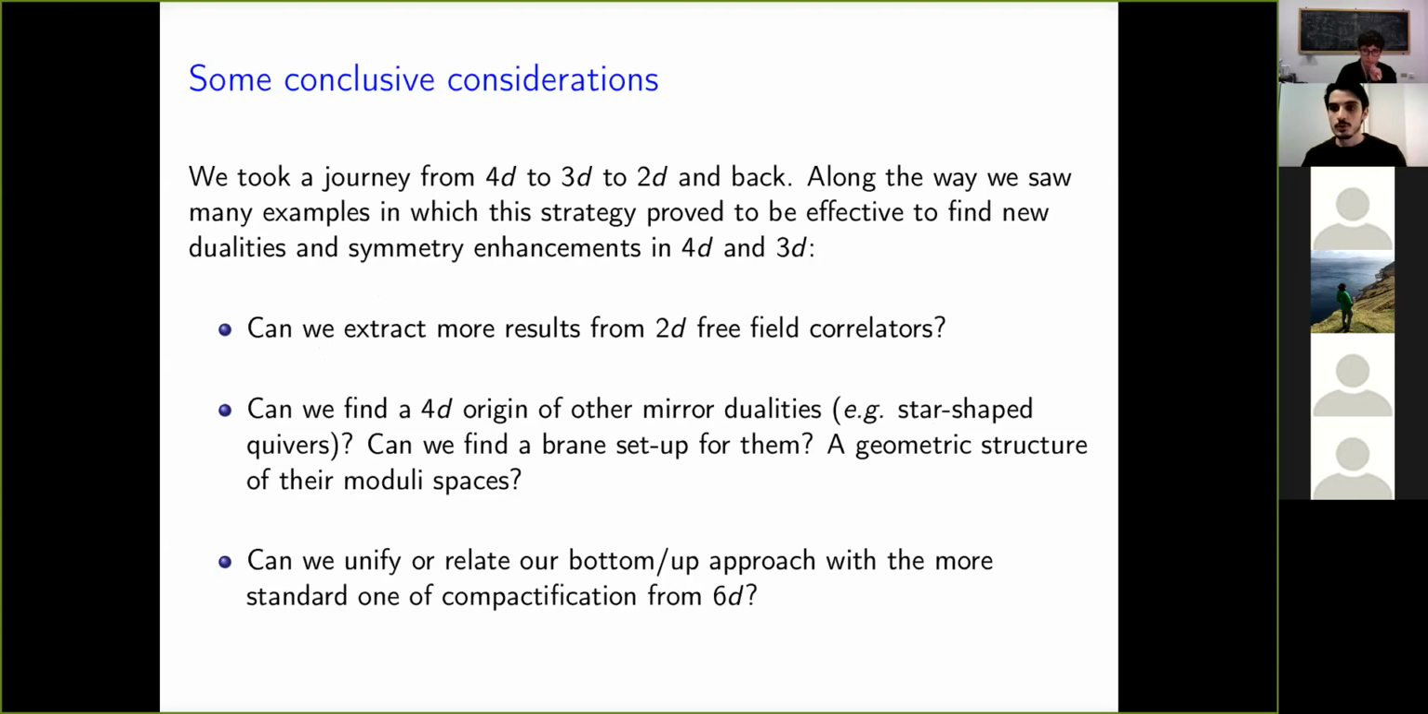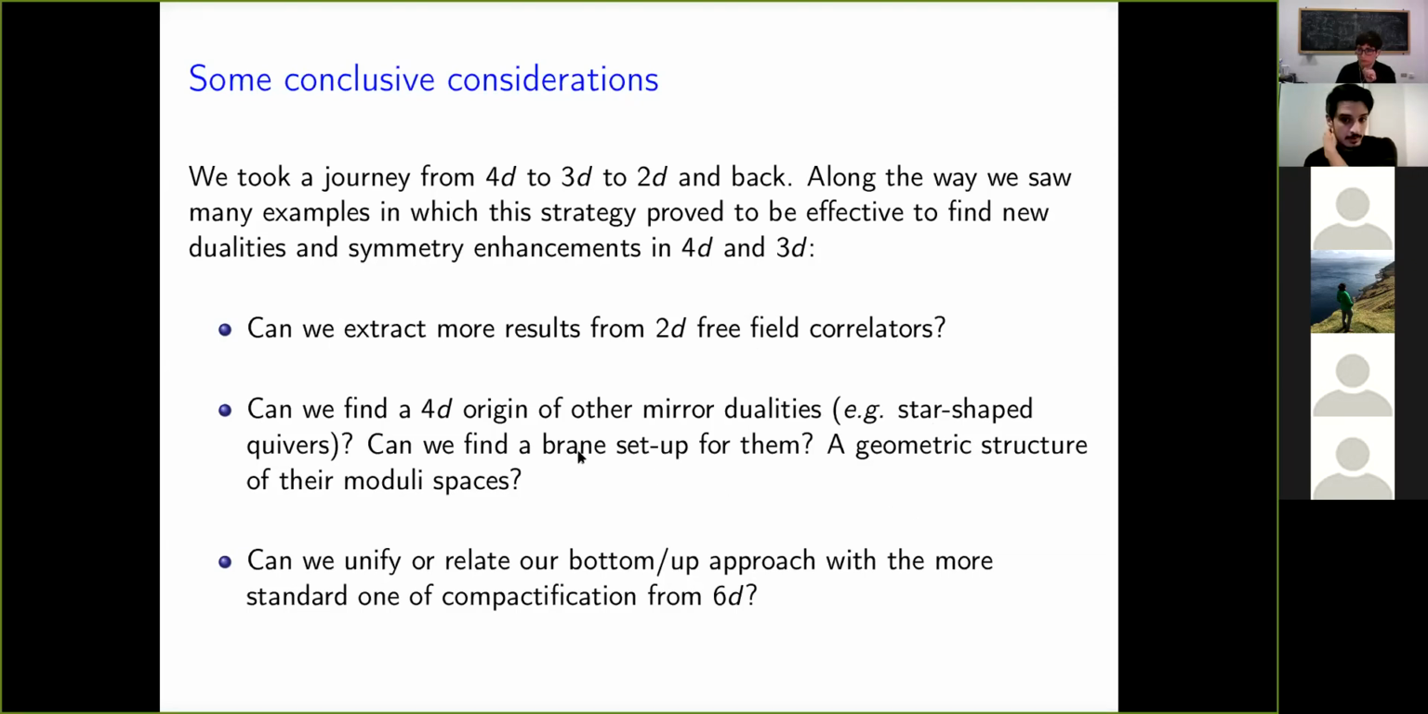I also showed you a new class of 4D N=1 infrared dualities that can be understood as an ancestor of the 3-dimensional mirror symmetry. And it would be very interesting to understand if we can find a 4D origin also for other mirror dualities, like for the star-shaped quivers.